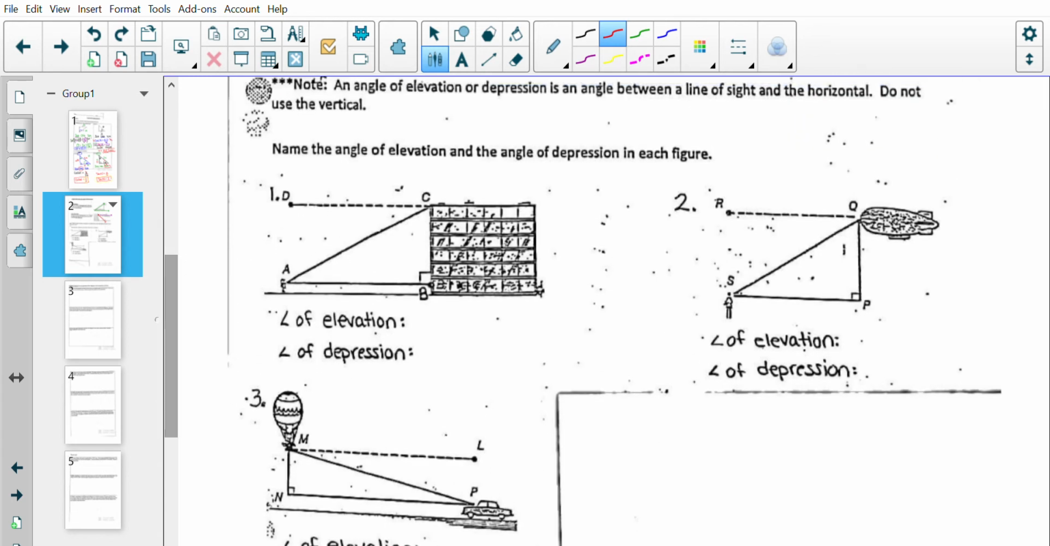All right, so let's just practice right now naming the angles of elevation and the angles of depression from each picture. If we're looking at number 1, we're looking at the angle of elevation. That has to be an angle looking up. So we're going to choose 3 points to name our angle. We're going to go from B to A to C. That angle right there is an angle looking up. So angle BAC is our angle of elevation. If you wanted to name it angle CAB, that would be perfectly fine also.